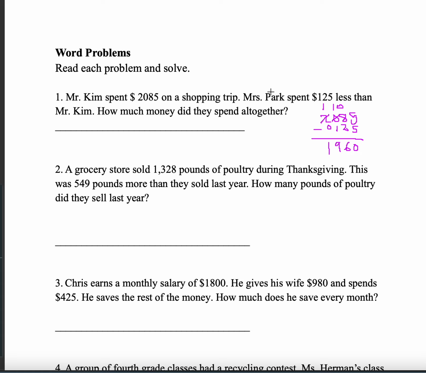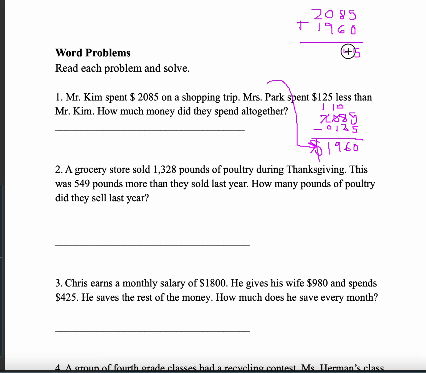So we know that Mrs. Park spent $1,960. But how much did they spend together? That's what the question's asking. So now we have to add these two. So $2,085 plus $1,960. So we can add the dollar sign later, but 5 plus 0 is 5.